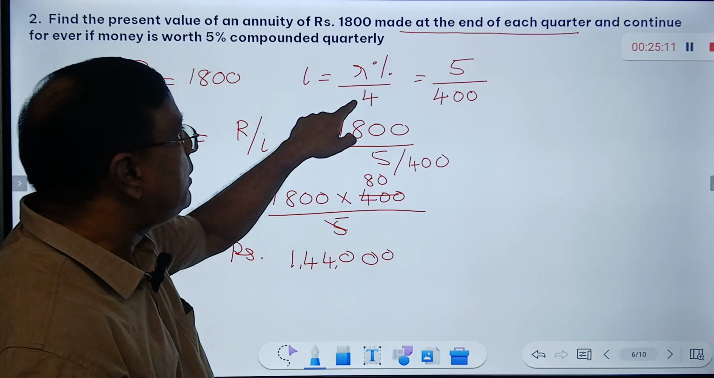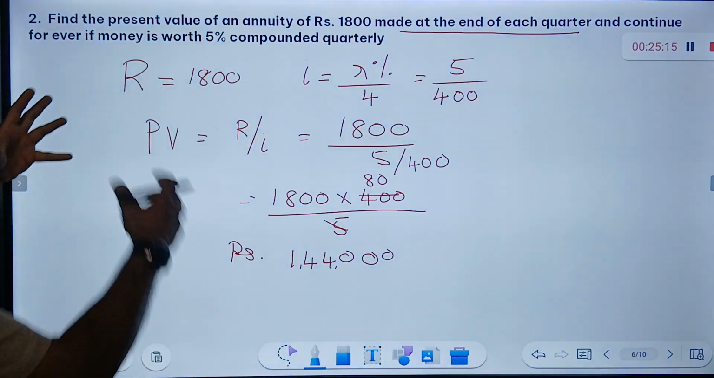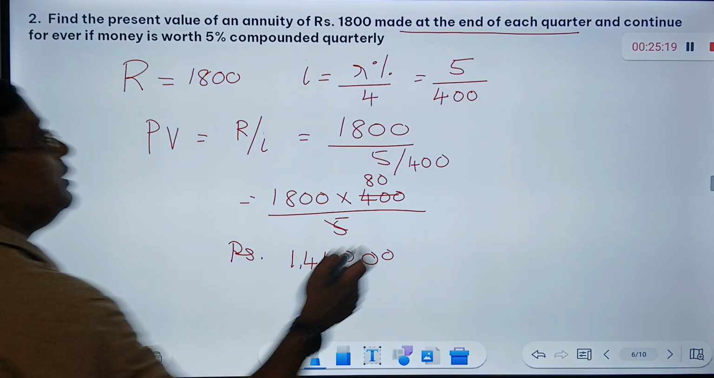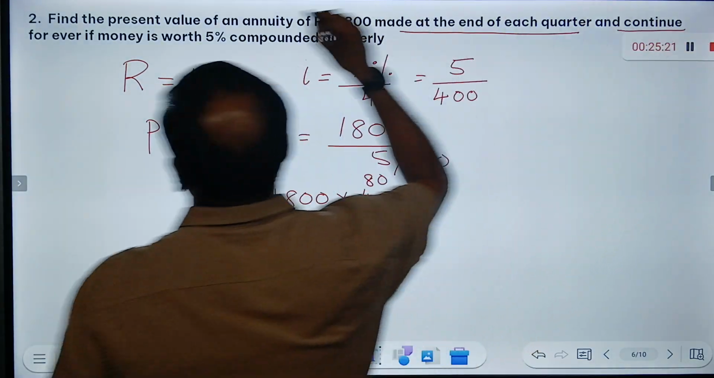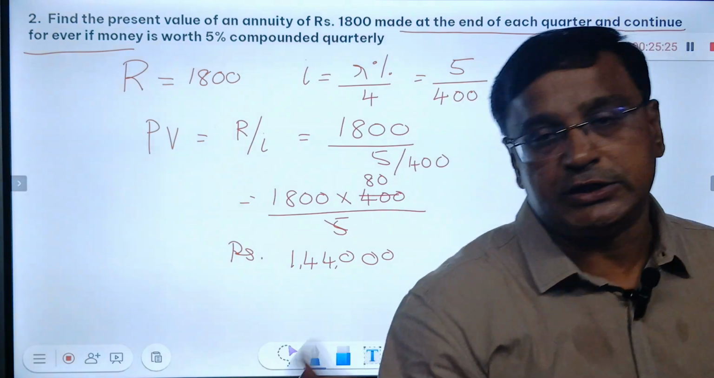And why do I divide it by 4? Because it is quarterly. And how do you know? There is nowhere they have used the word perpetuity. How do I know it's perpetuity? Because the payment is made continuously forever. Since it is made continuously forever, it has to be perpetuity.